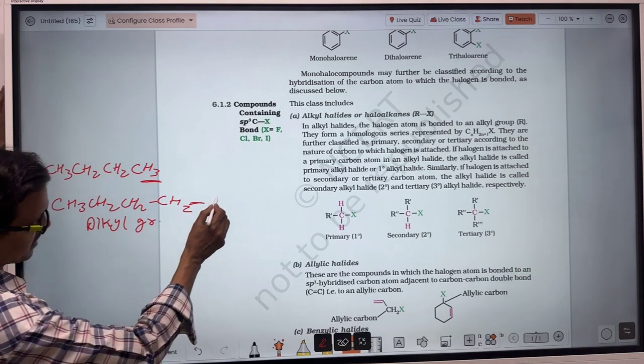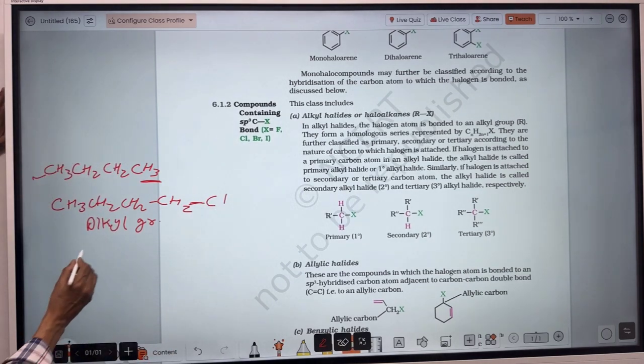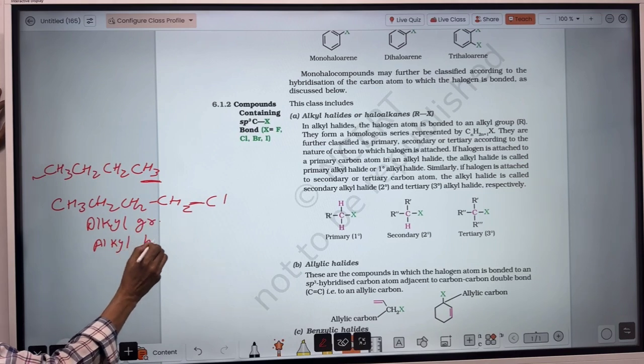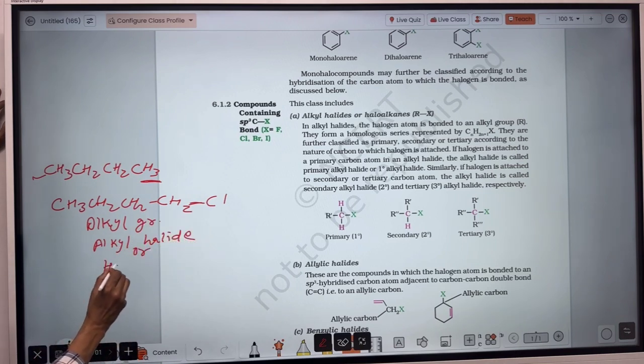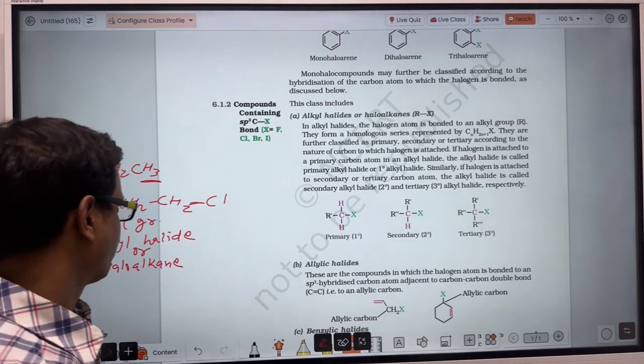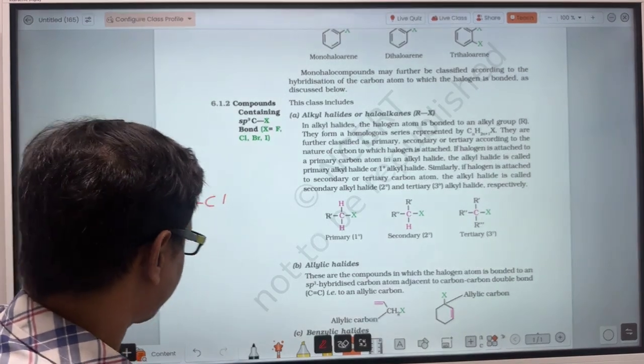And here when a halogen is bonded, when halogen attaches, then the compound will be called alkyl halide or haloalkane. Okay, that was when we took butane.